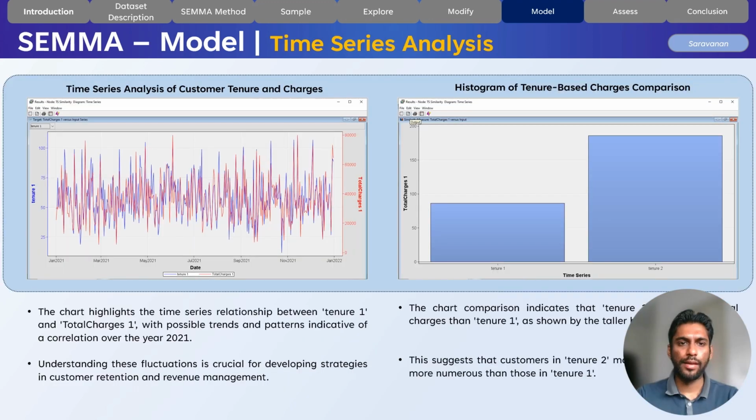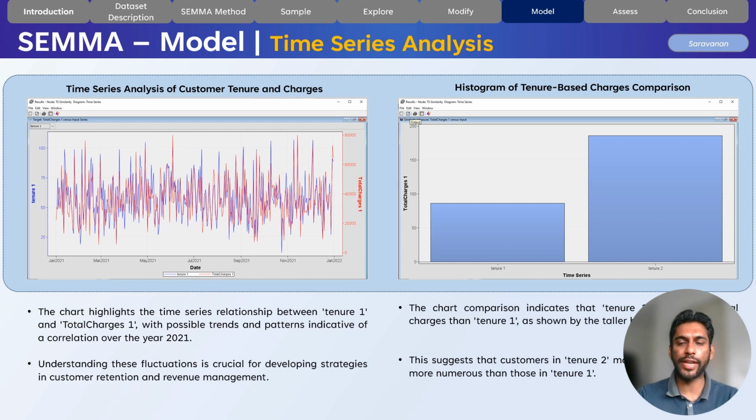In the time series analysis for churn prediction, we observe the relationship between customer tenure and charges throughout year 2021. The fluctuation in the data may signal underlying trends and patterns potentially impacting churn rates. The left-hand side graph shows a visual correlation between tenure and total charges, suggesting that the changes in the tenure could be linked to the variation in total charges over time.